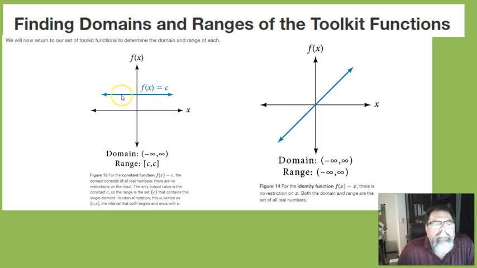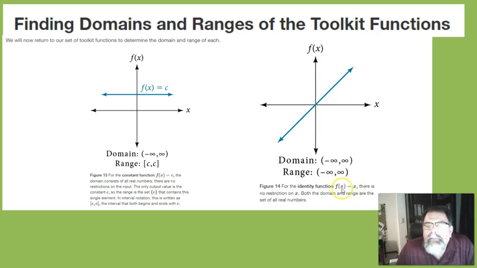So the domain is going to be all real numbers. See, the domain again is the x-axis. So it's negative infinity to infinity. And the range is just the single number c. And the way you write that in interval notation, you're starting at c, including it, and ending at c, and including it. You can also write it using roster notation, just with the braces. But in interval notation, that's the way you write it. Begins and ends with c. This was our identity function. So y equals f of x, or f of x equals x.